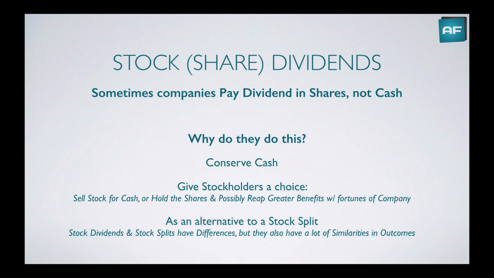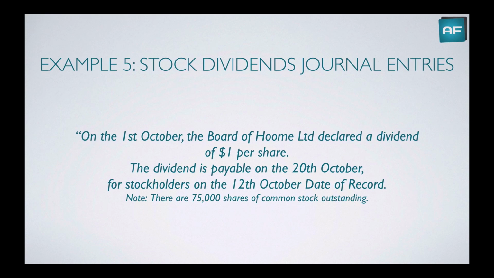And finally, they sometimes do this as an alternative to a stock split. Now, stock dividends and stock splits have differences, but they also have a lot of similarities in outcomes. So for whatever reason the company might want to do a stock split, they may follow the path of issuing stock dividends or share dividends to get similar outcomes. But there is a slight difference in accounting compared to the previous examples, and that's what you're going to see in our next example. So here's the final example.